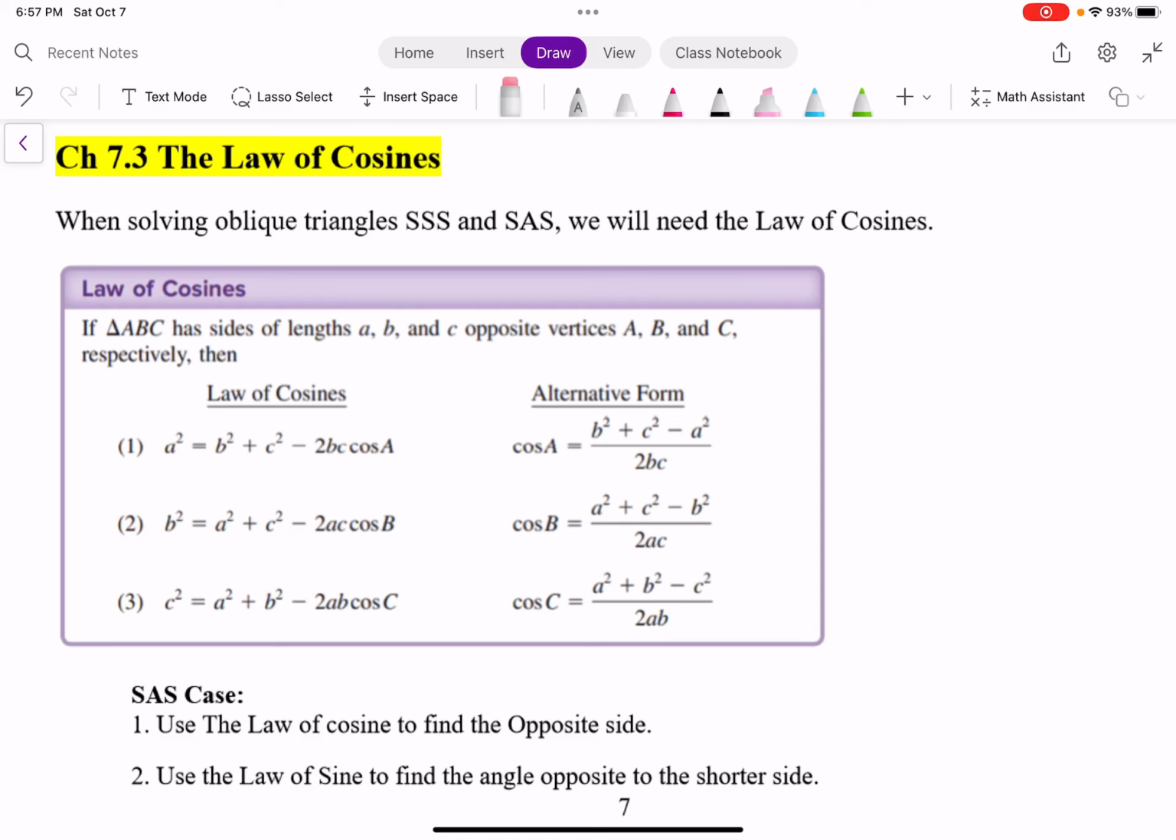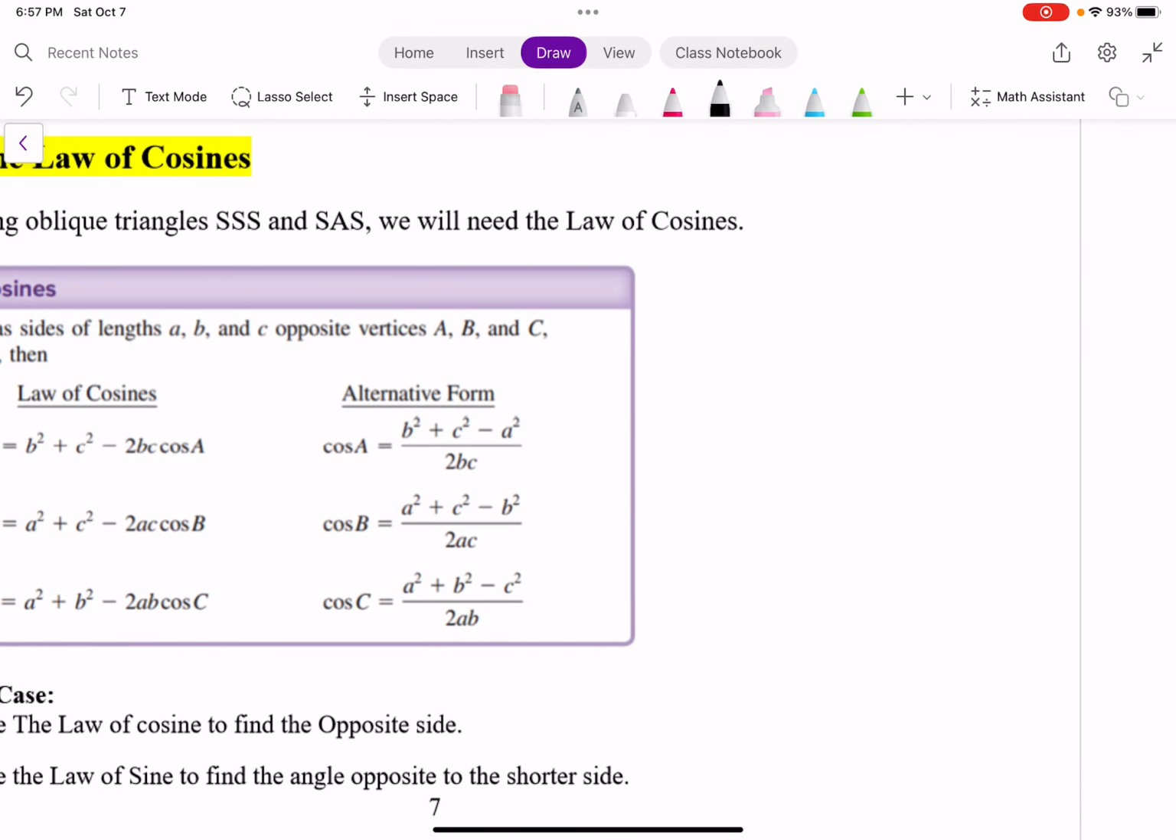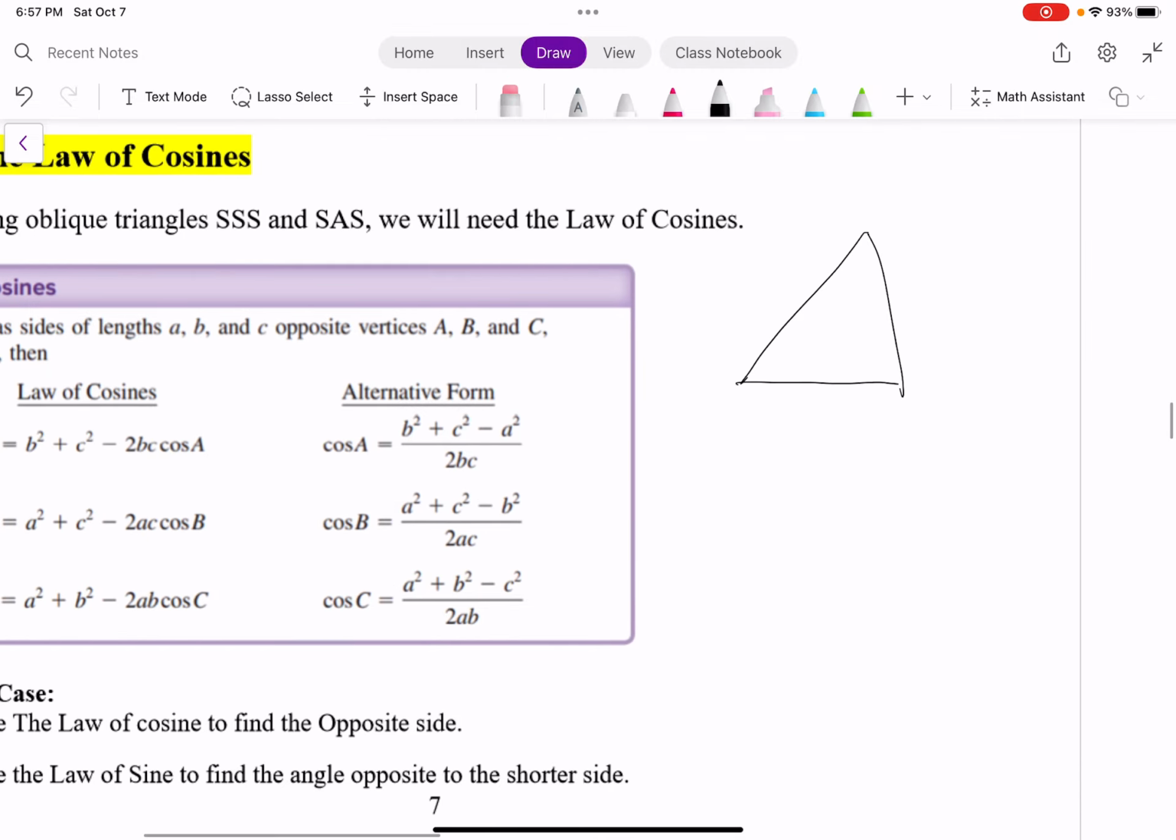We are learning chapter 7.3, the law of cosines today. When solving oblique triangles SSS and SAS, we need to use the law of cosines. What is the SSS case? If the given information is three sides, we know the length of three sides, and then we can use the law of cosines to find the other three angles.